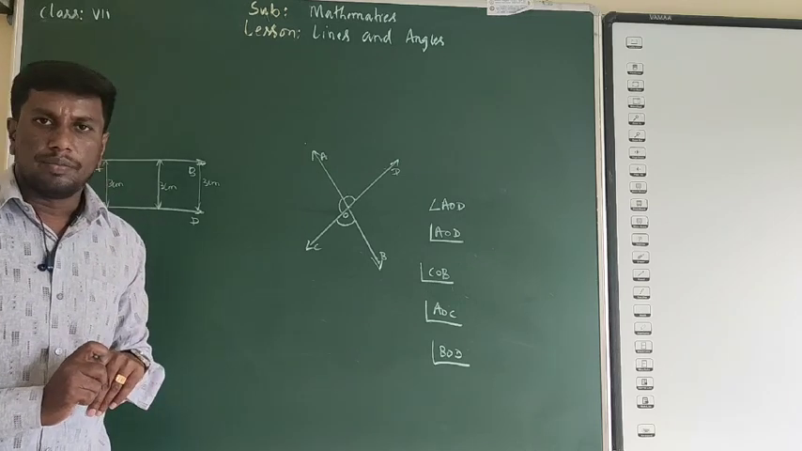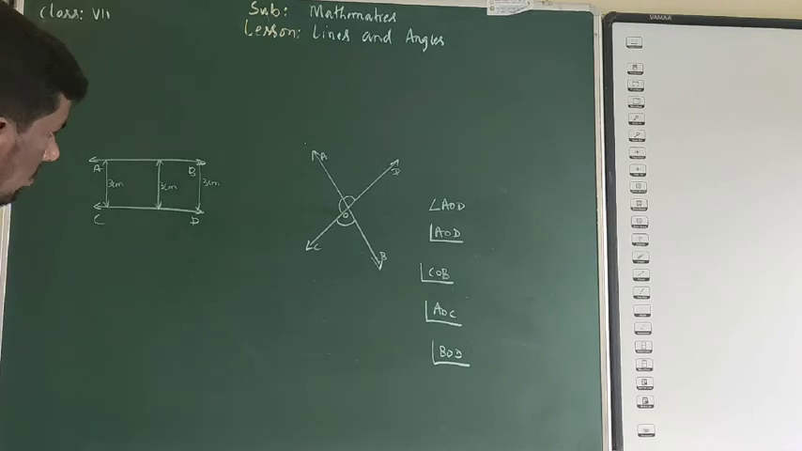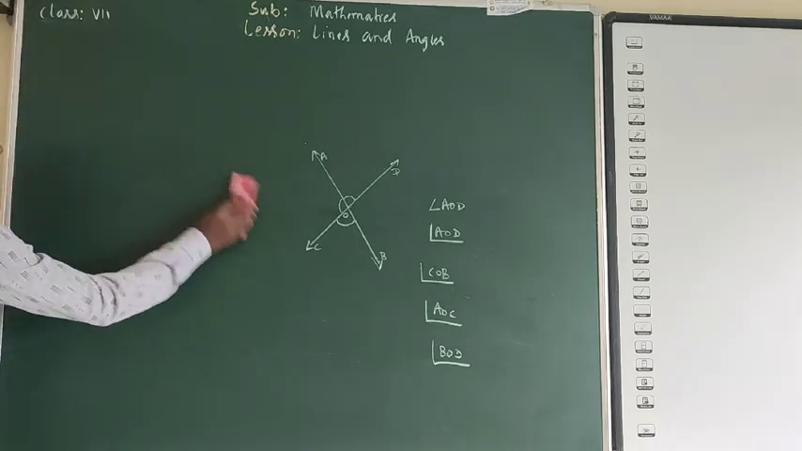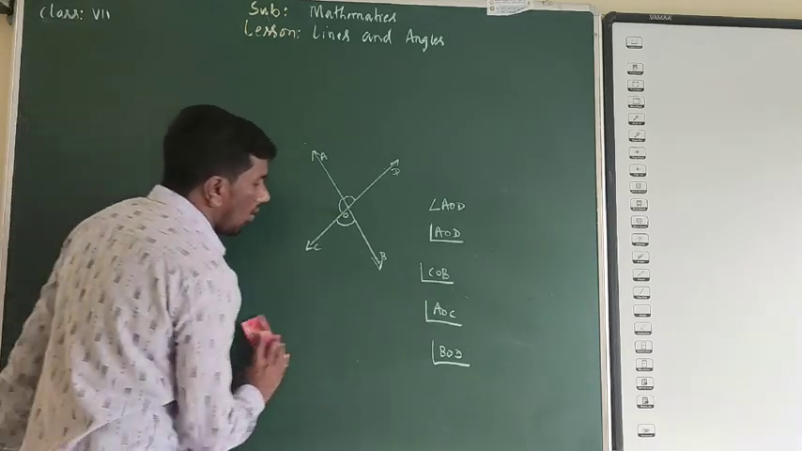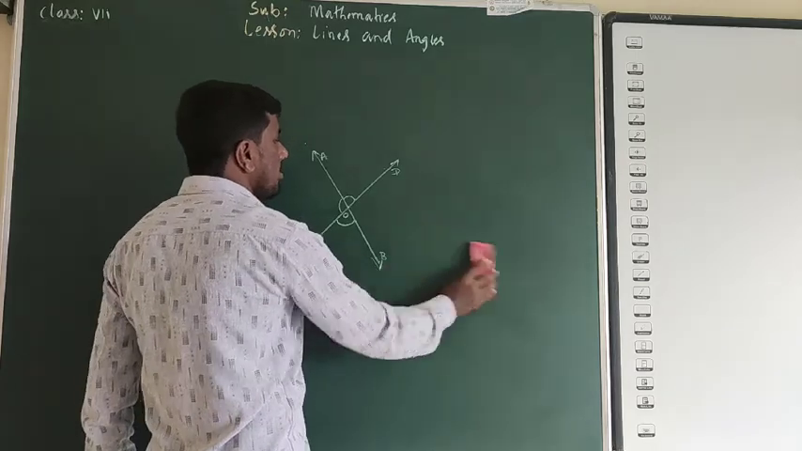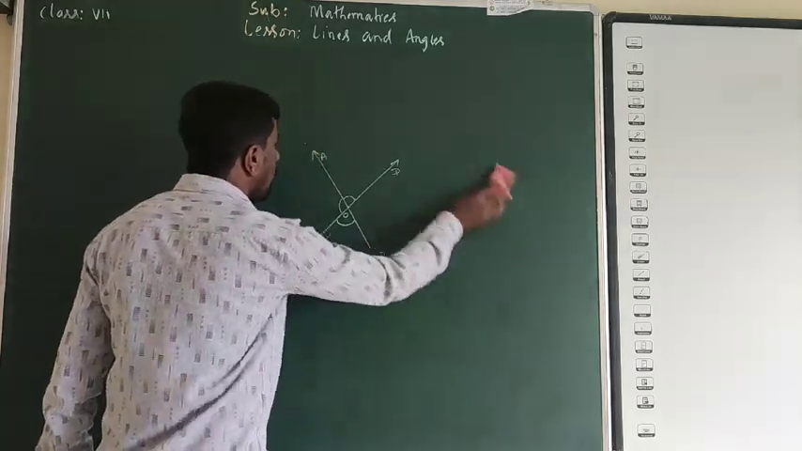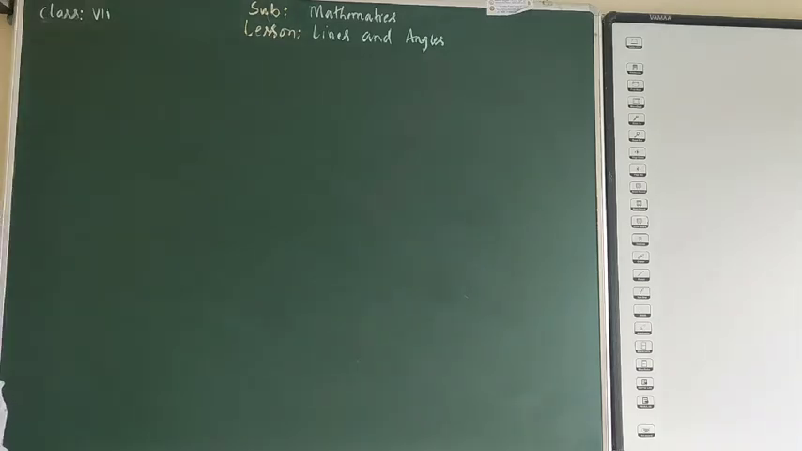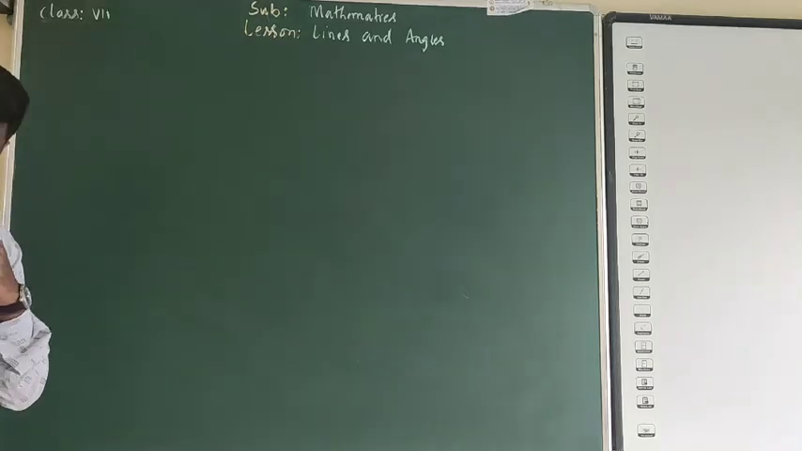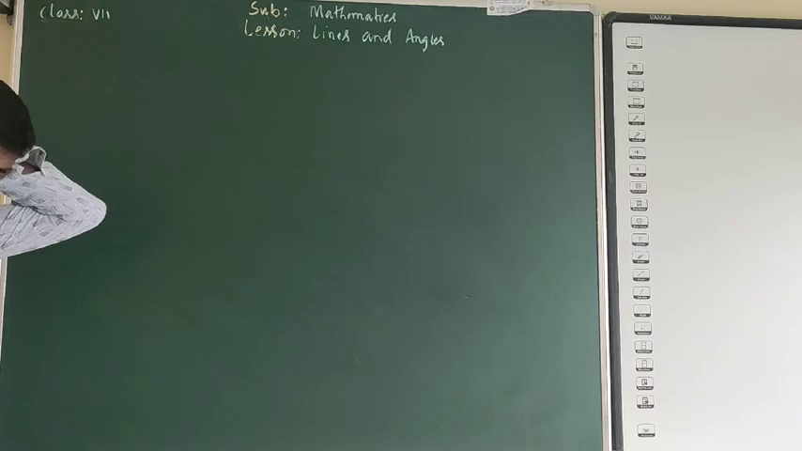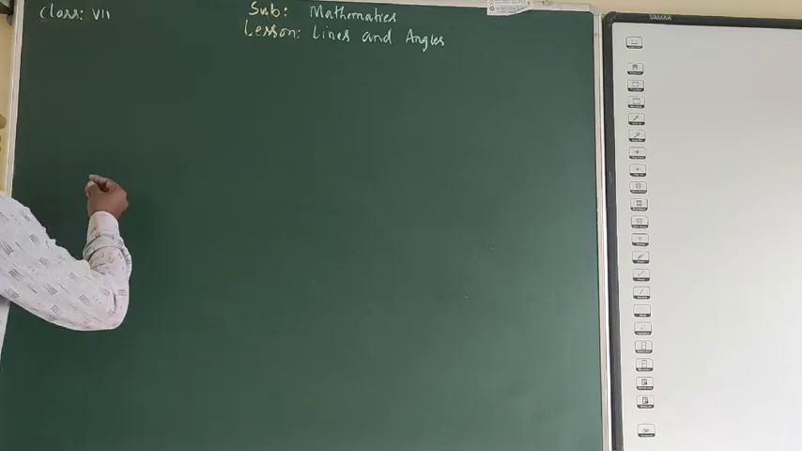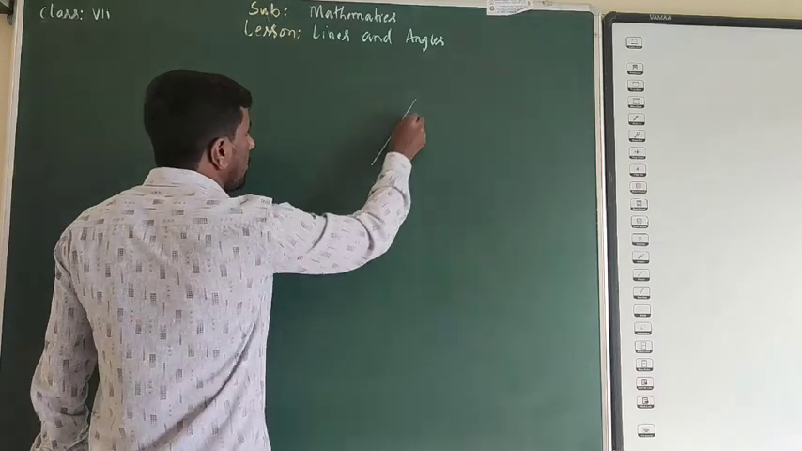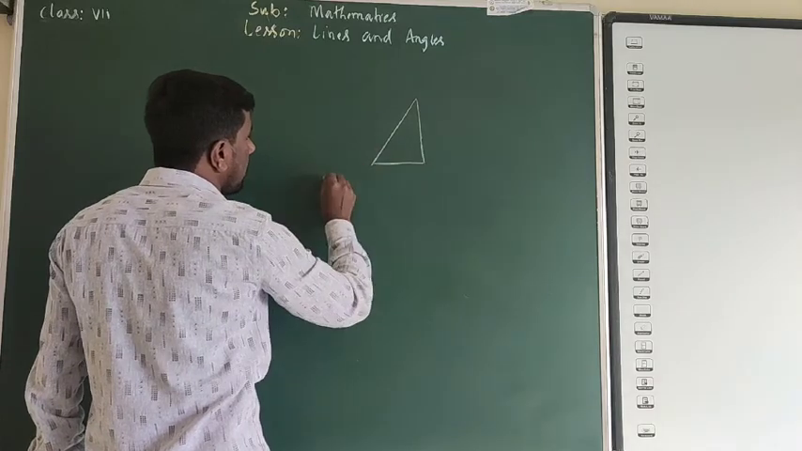So we know that we have different types of angles. What are those? Before going to the different types of angles, let's take this.